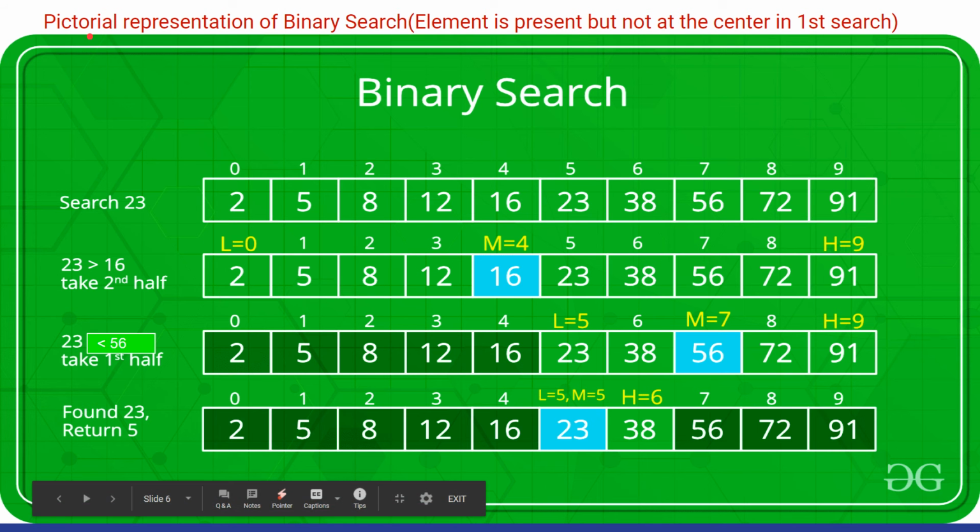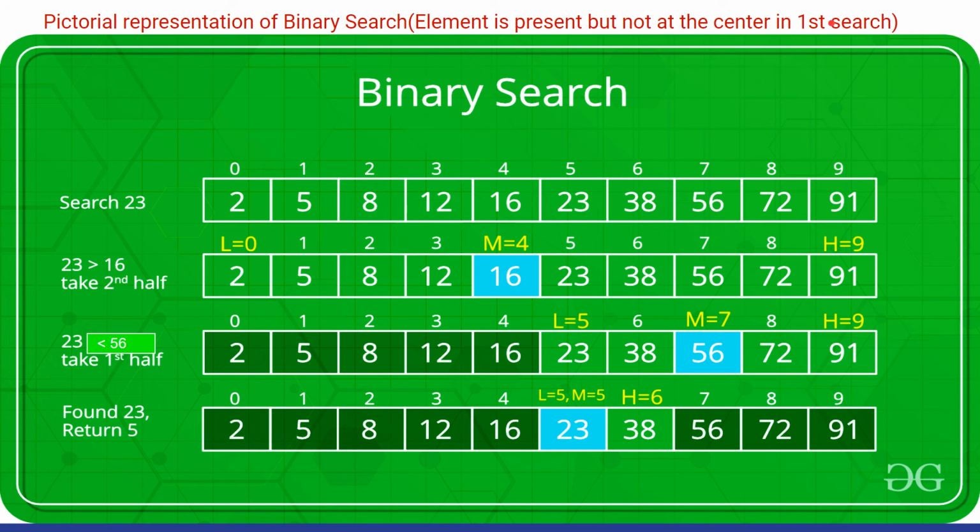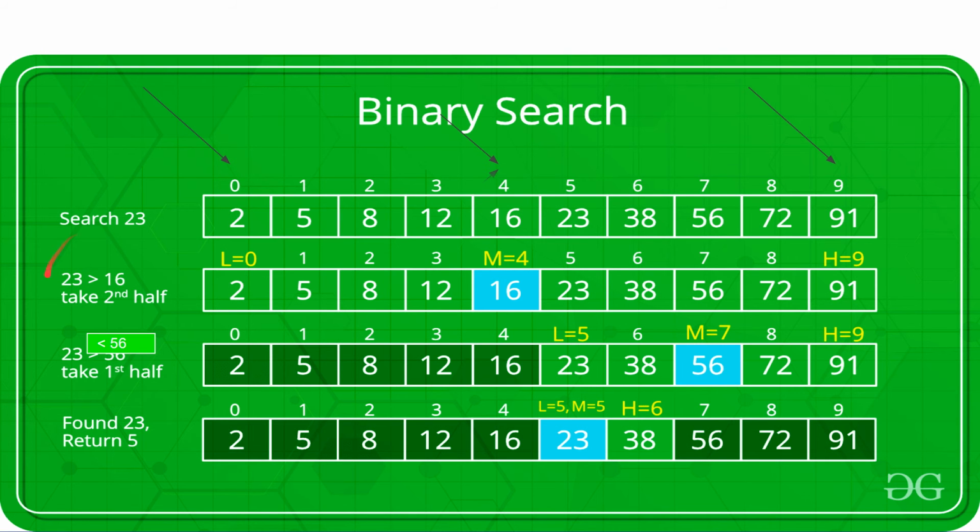As I've written here, this is a pictorial representation of binary search where the element is present but not at the center, so this is not our best case. Let's suppose this is our array. This array has length 10, so our starting index is 0 and ending index is 9. So the value of R, or you can say H, is 9 and L is 0. As we have to find whether 23 is present or not in the list, firstly find the middle index.